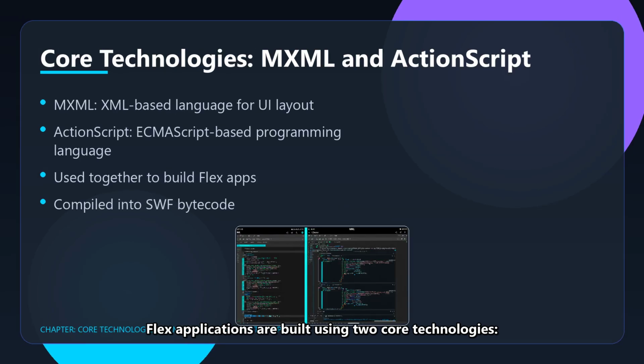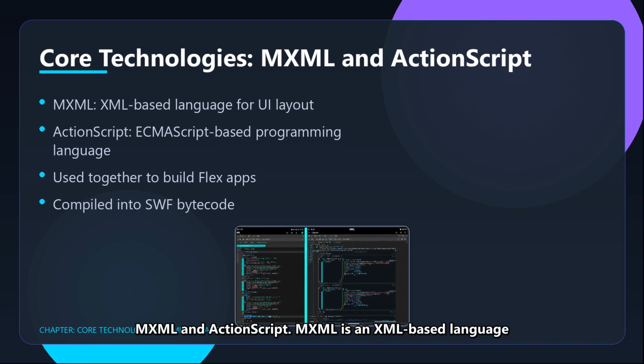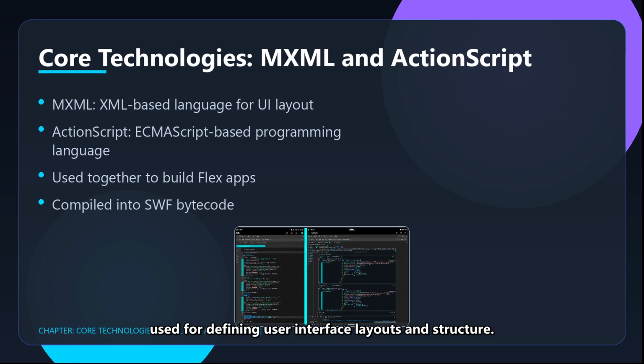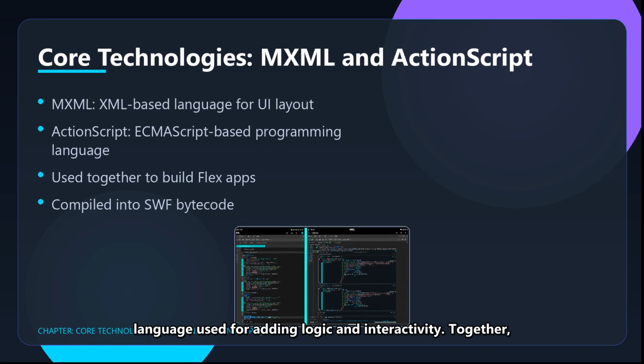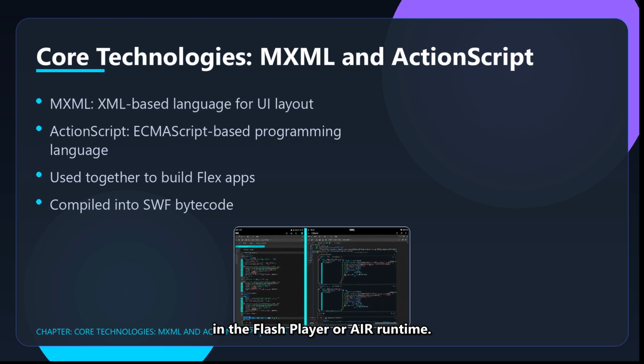Flex applications are built using two core technologies, MXML and ActionScript. MXML is an XML-based language used for defining user interface layouts and structure. ActionScript, on the other hand, is the programming language used for adding logic and interactivity. Together, they are compiled into SWF bytecode that runs in the Flash Player or AIR runtime.